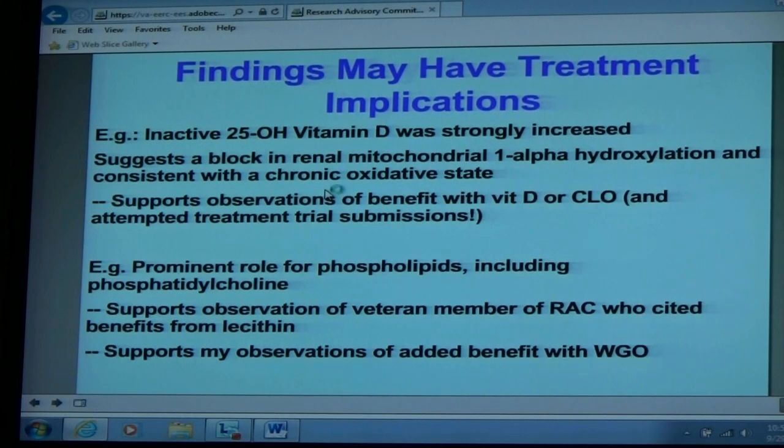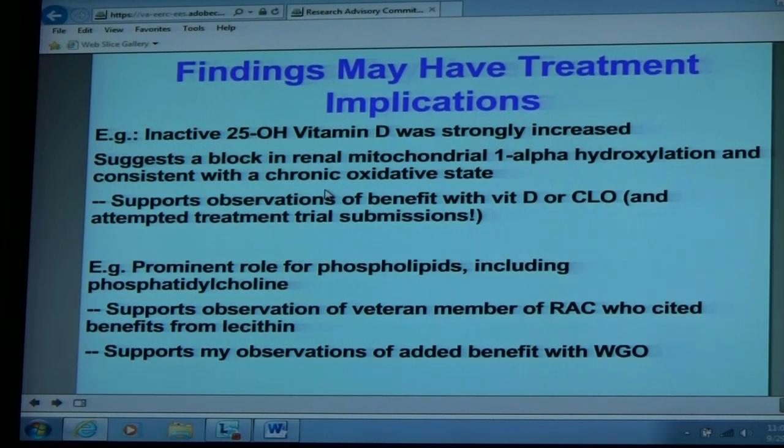So these findings may have treatment implications, and also may allow us to view things that we've observed through a different lens. For example, inactive 25-hydroxyvitamin D was strongly increased in Gulf veterans, which suggests a block in the renal mitochondrial 1-alpha hydroxylation that leads to production of the active 1,25-dihydroxyvitamin D form. And this is consistent with a chronic oxidative state, which is known to often produce high values of the inactive form and low values of the active form.